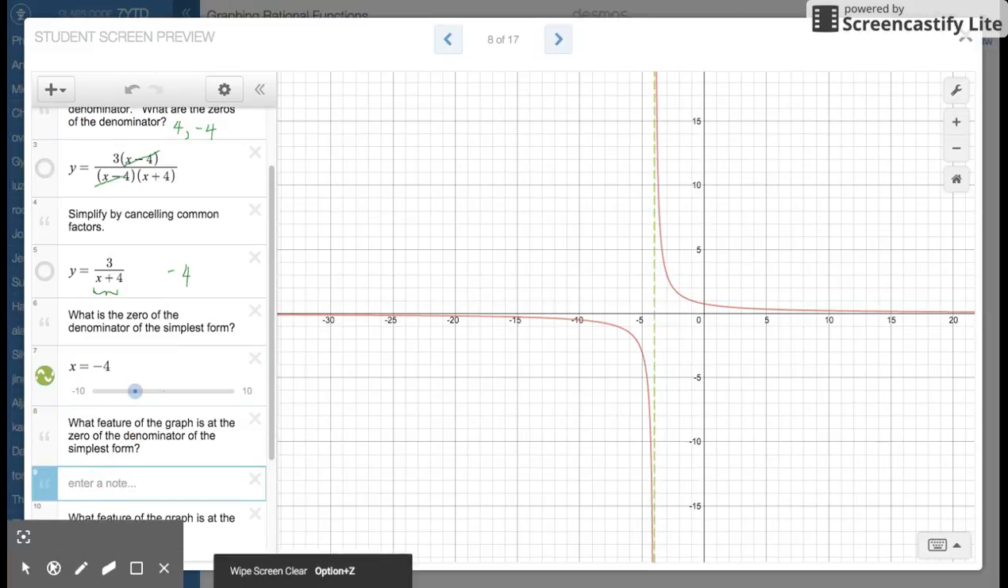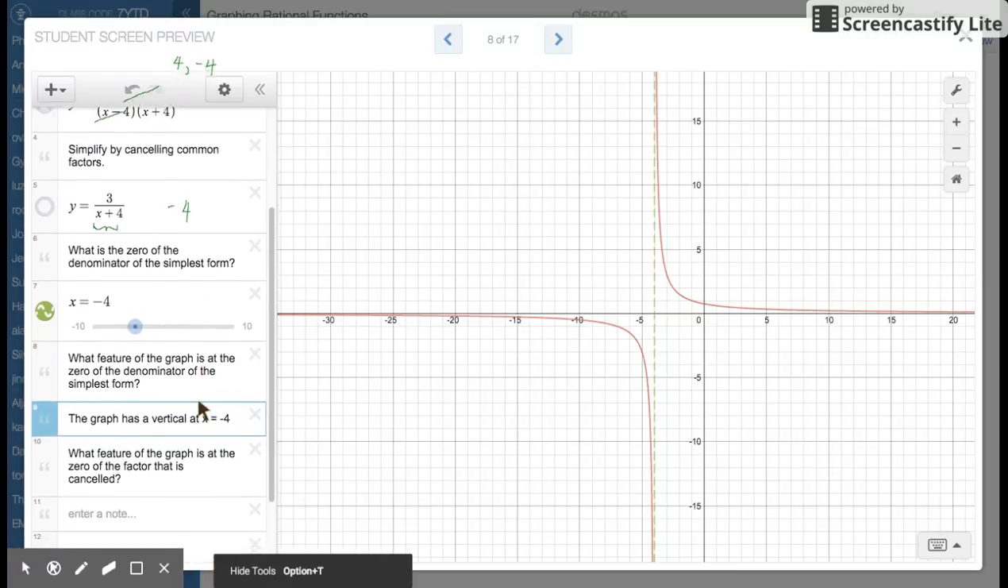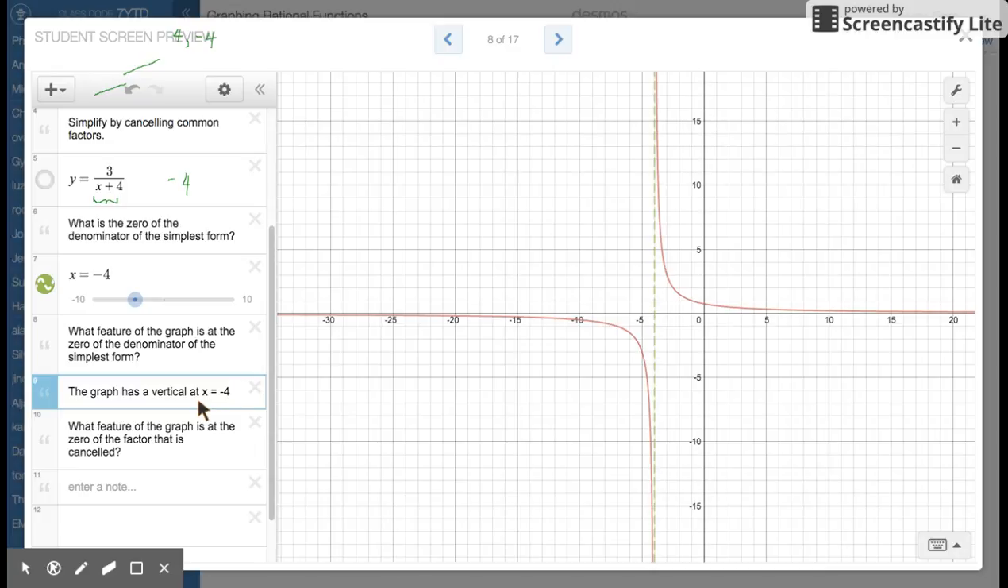So let's put here the graph has a vertical asymptote at x equals negative 4. So now we should know where to find the vertical asymptote.